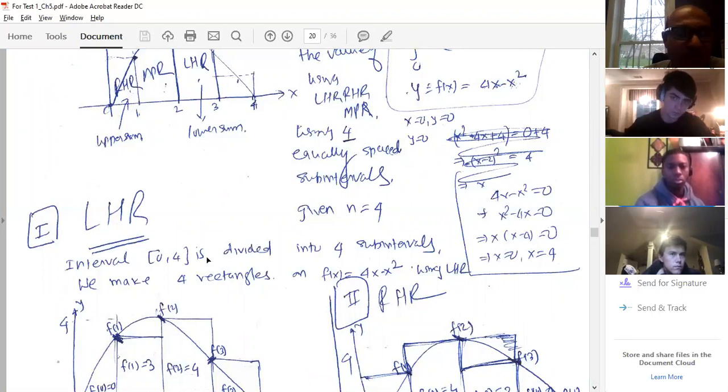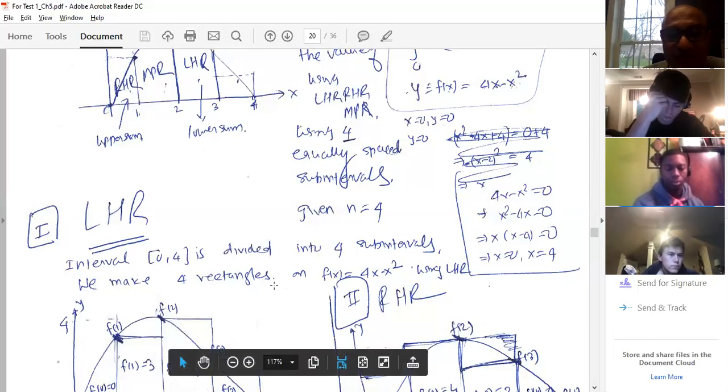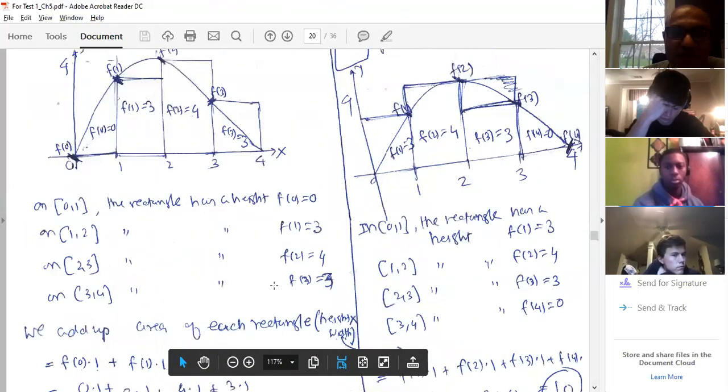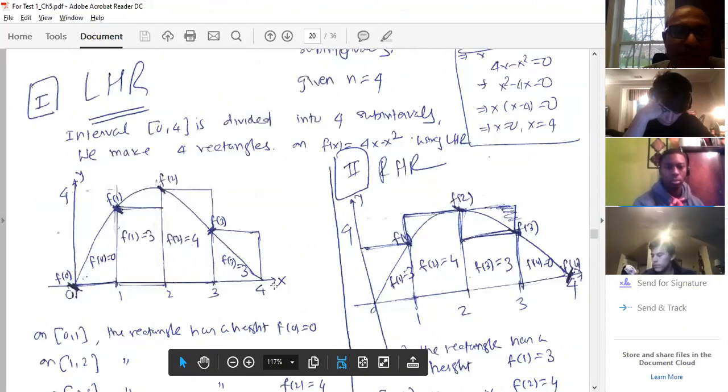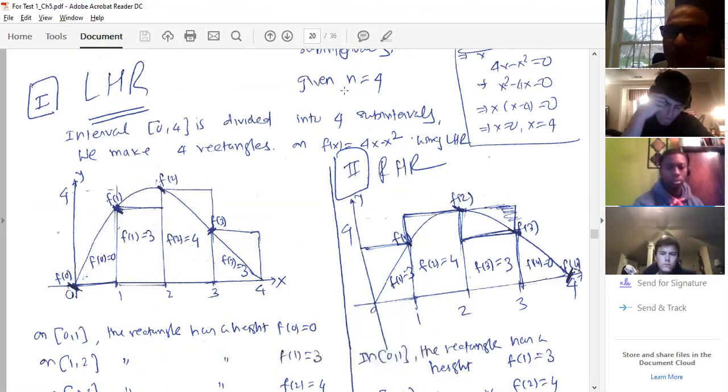So at least you will have some idea how the methods are different, what is the difference between the different methods. That's what we can figure out over here. As I told you, left hand rule means we are going to find f of 0, because it is 0 to 4 and n equal to 4 means 4 partitions. So 1, 2, 3 and 4 partitions are there. f of 0, that is my most left part.